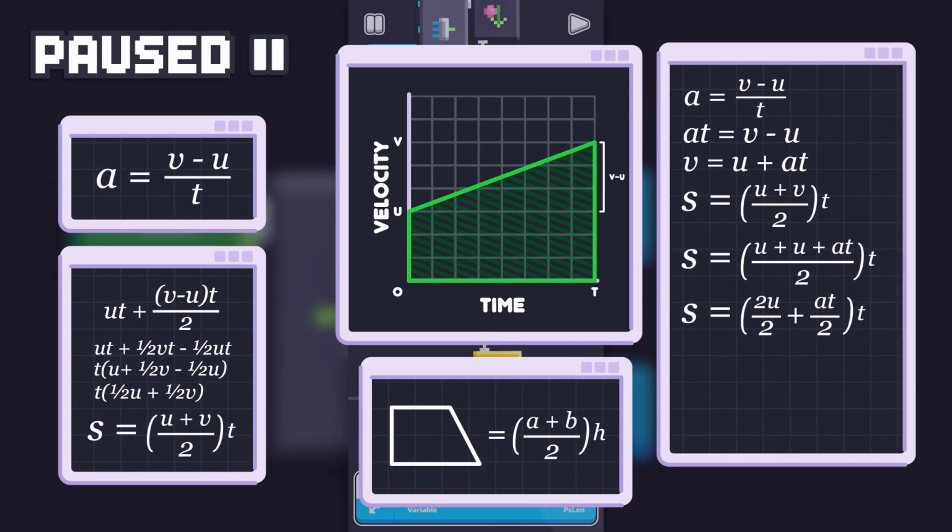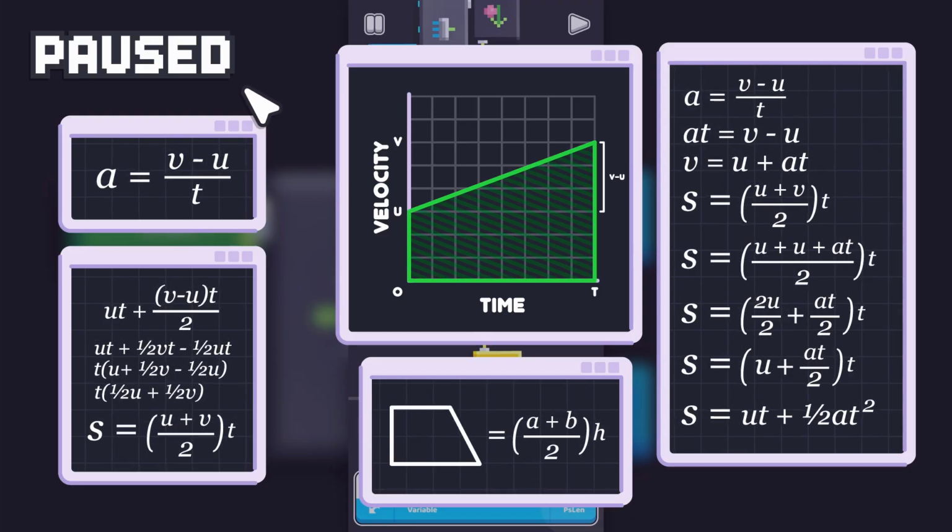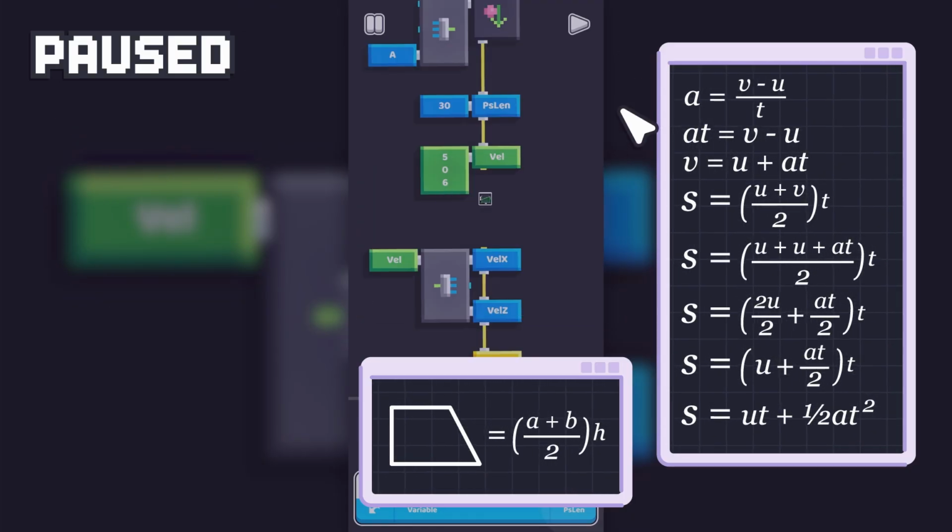We add the two u's and separate them so that we have 2u divided by 2 plus at divided by 2, all multiplied by t. 2u divided by 2 is just u, and if we carry this t to our terms, then we end up with ut plus 1/2 at squared. And that is the formula that we'll be using to get our y value.